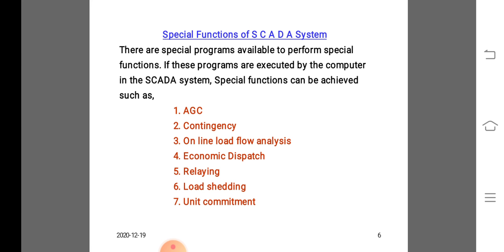For the special function of the SCADA system, there are special programs available to perform special functions. If these programs are executed by the computer in the SCADA system, special functions can be achieved, as in the list below: AGC, contingency, online load analysis, relaying, load shedding, unit commitment.